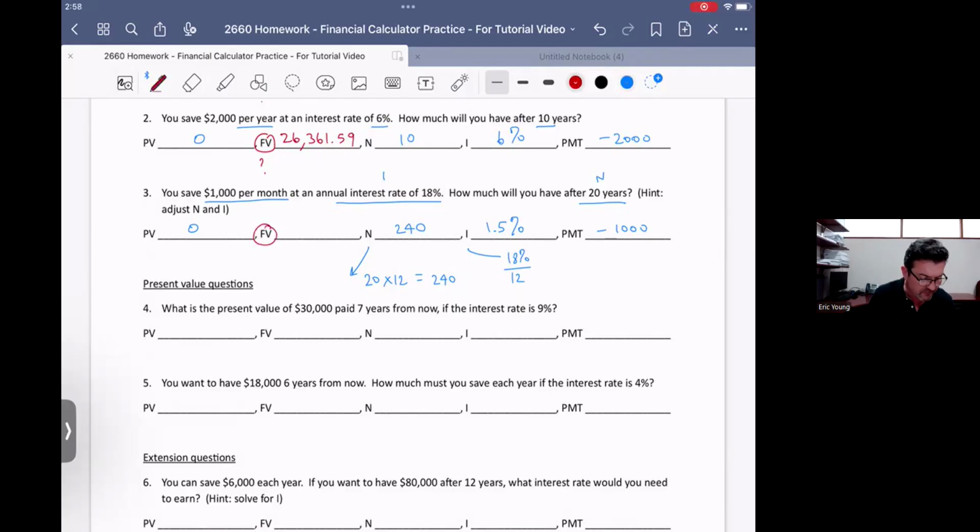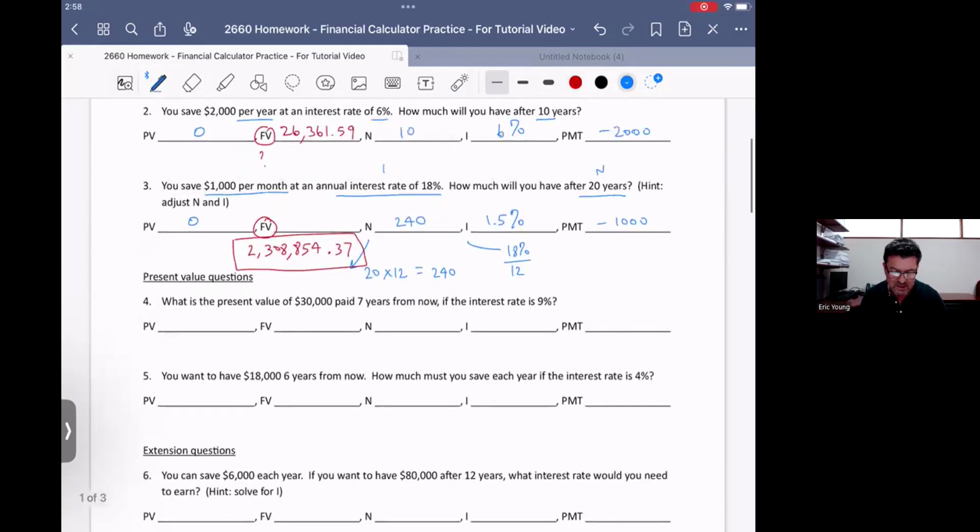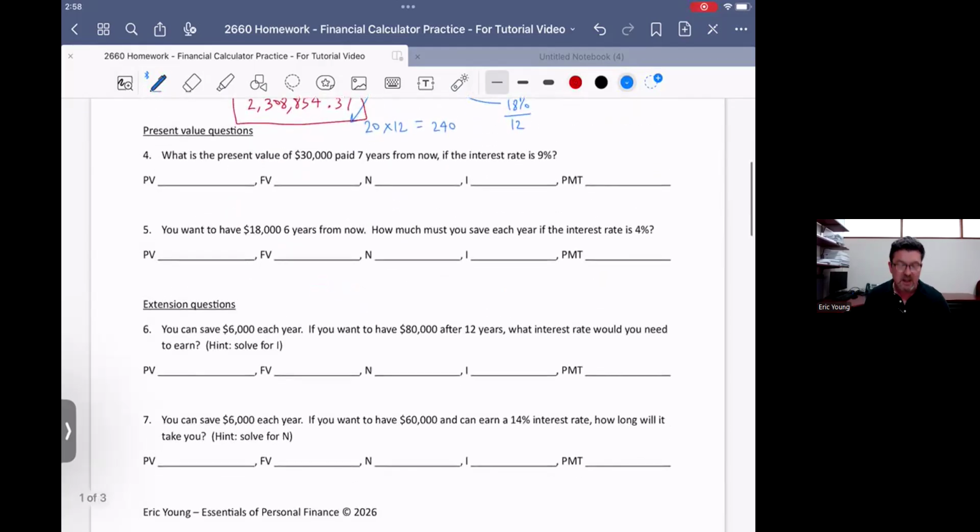Plug this in to solve for FV, and I got $2,308,854.37. And that's not a bad chunk of change. And that shows you the power of time, and it shows you the power of increasing your compounding windows. Okay? So that's some future value questions.